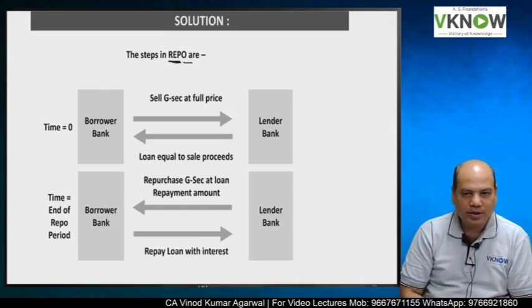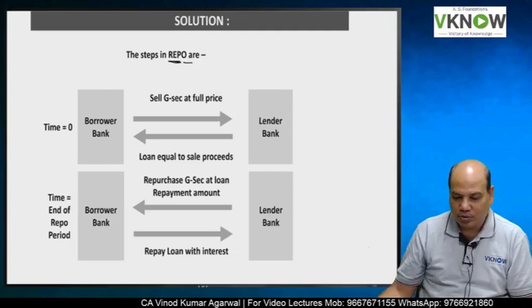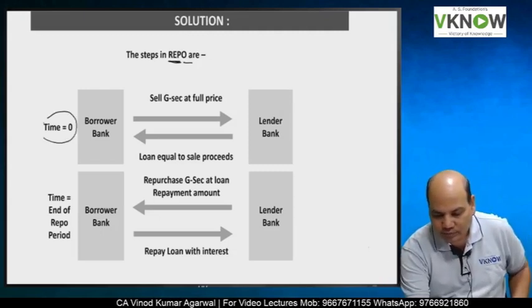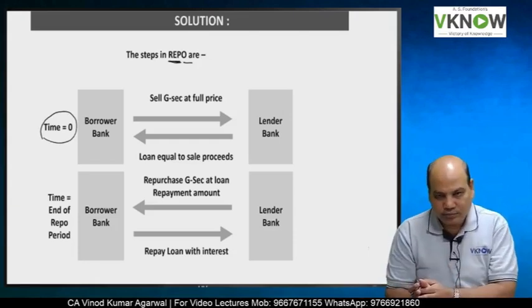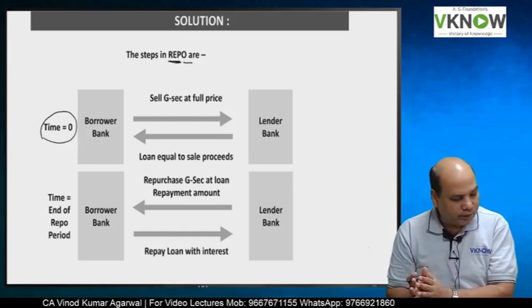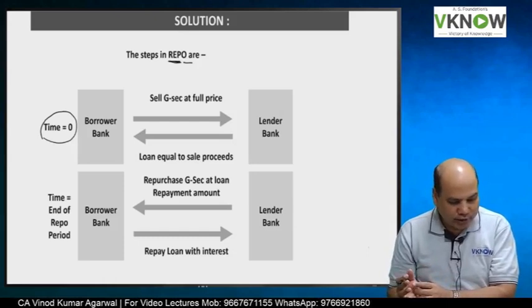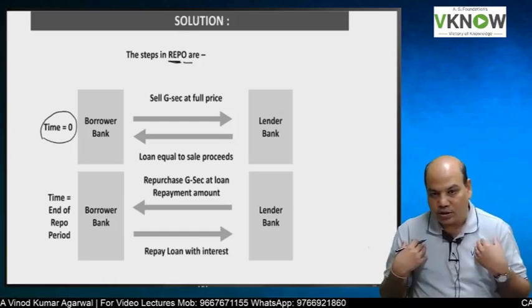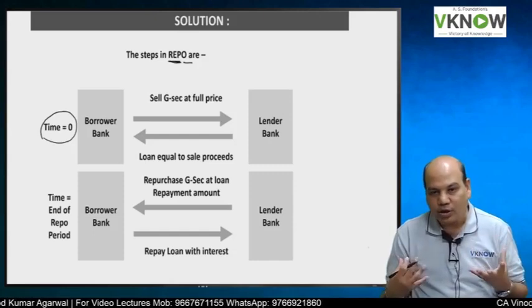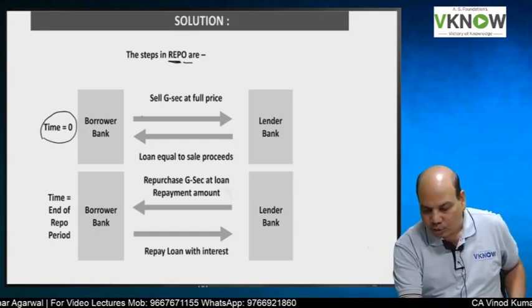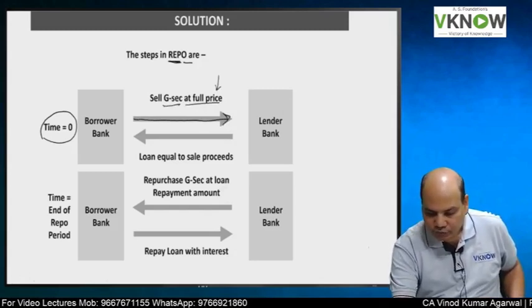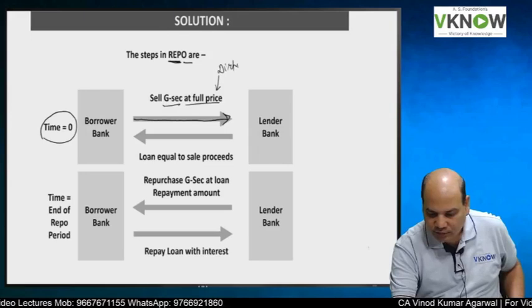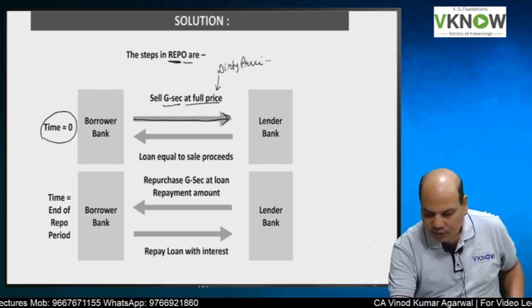So are you ready? Today, the steps in a repo: the borrower goes to the lender. The borrower says I want to borrow money for 9 days. Then the lender asks what collateral you are offering. So the borrower sells the government security at full price. Full price means dirty price, which means cum-interest price.